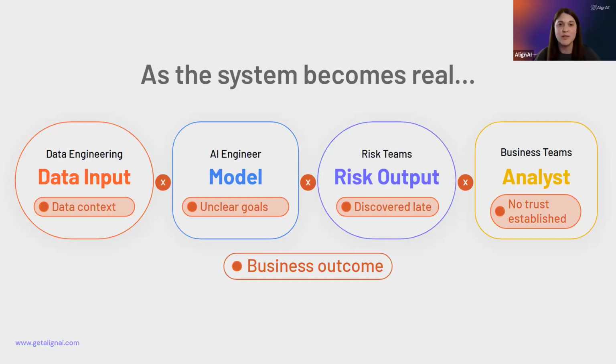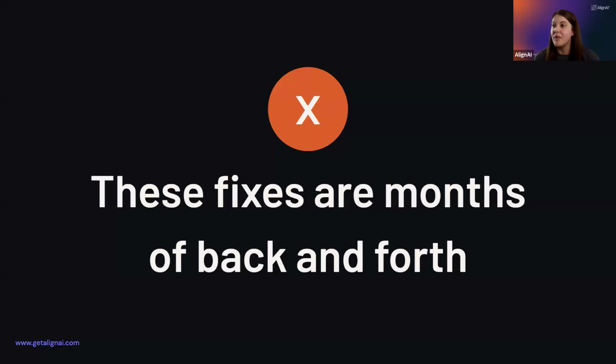Maybe there's been zero trust established by the solution that has been proposed, or we got all the way down the line and then the business teams are unwilling to adopt it for several reasons, or it's just wrong in the wrong ways, right? We know that there's going to be errors, but those errors are just too great compared to what they're currently doing. So there's no incentive to actually adopt it. And of course, with the risk team, we just discover those risks too late. And again, these are months of back and forth.